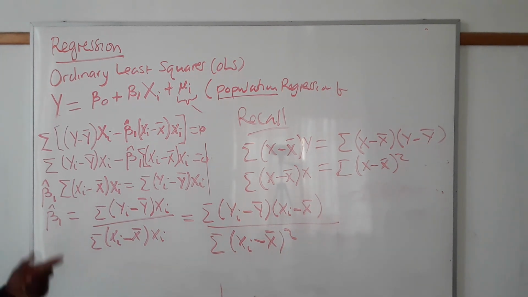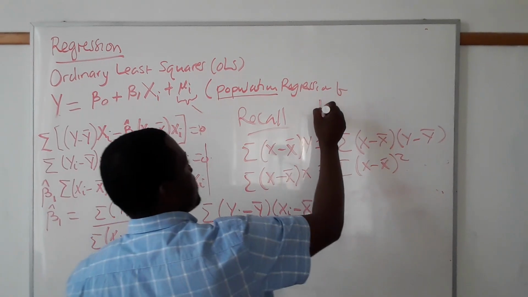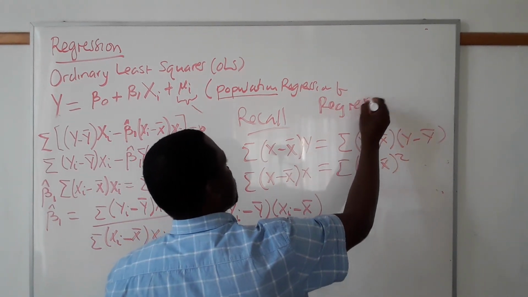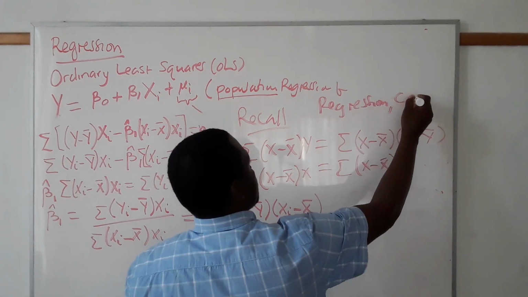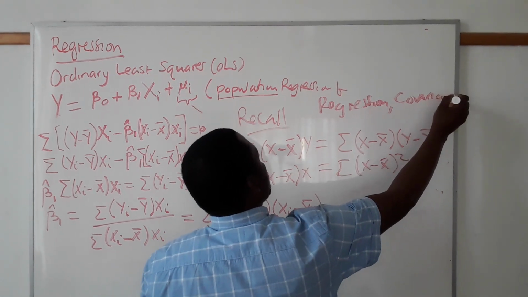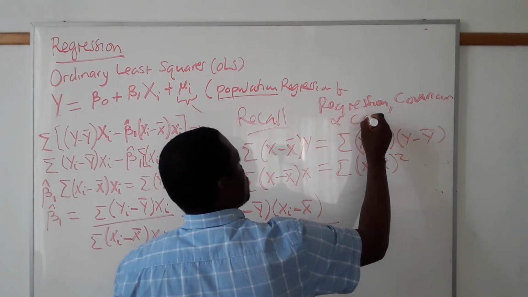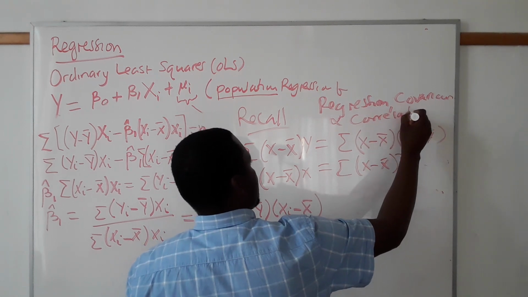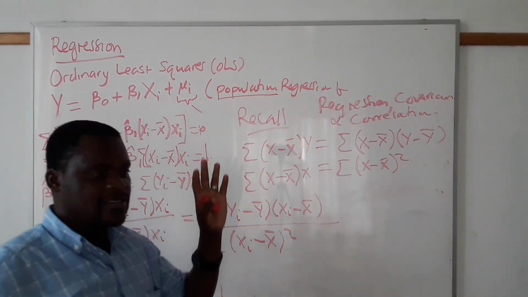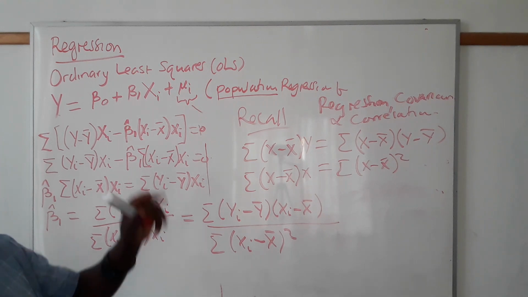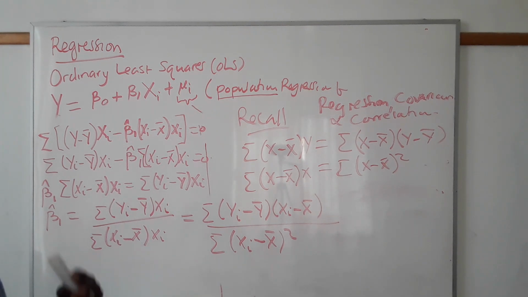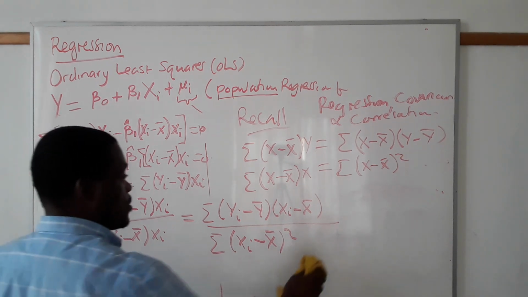Now, this particular relationship helps us realize the link between regression, covariance, and correlation. You remember when I started, I told you that these three concepts are central. If you understand those three concepts and their interrelationships, then you are home and dry in this particular course.